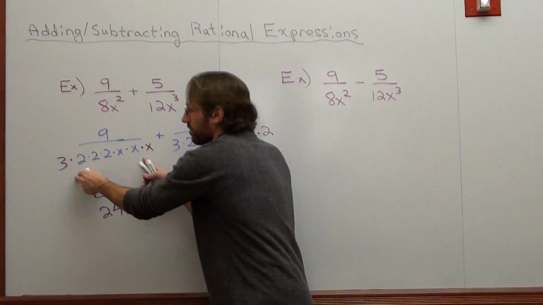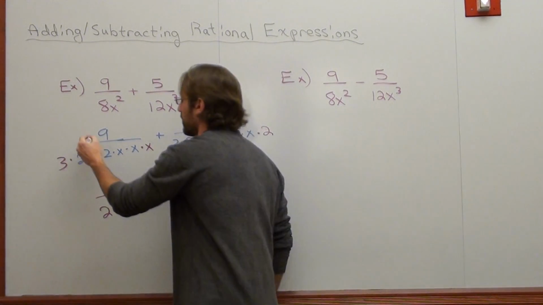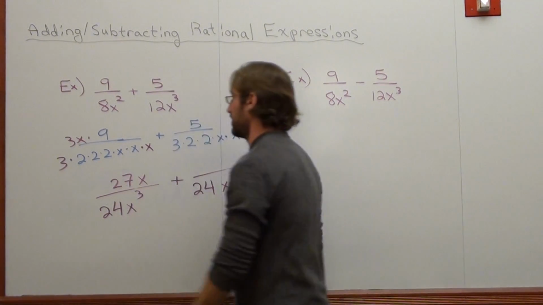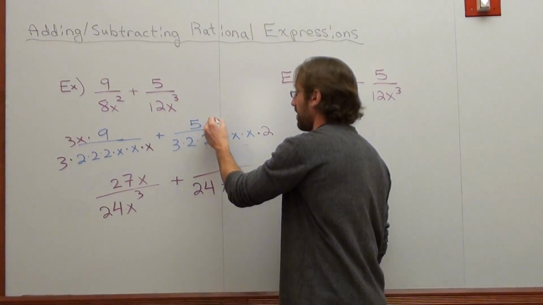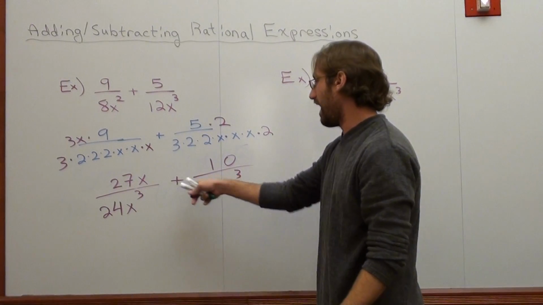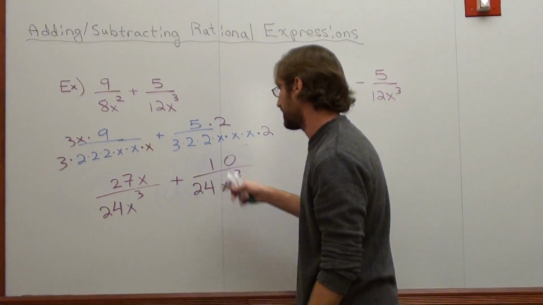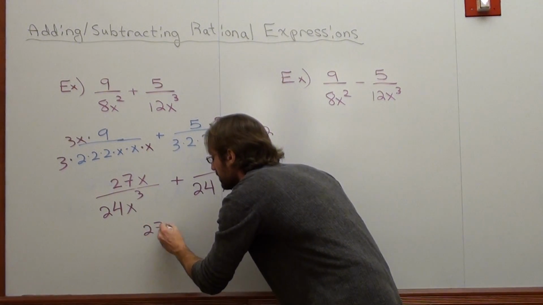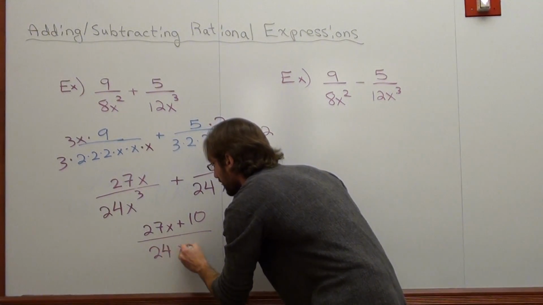But I multiplied a 3 and an x in the denominator of this fraction. So what I do in the denominator, I got to do in the numerator. Comes out to 27x. And I multiplied a 2 in the denominator, so I got to balance it out by multiplying the 2 in the top, which is 10. Now I can add these fractions together. So I have 27x plus 10, and the denominators are the same. So I got 27x plus 10 over 24x cubed.